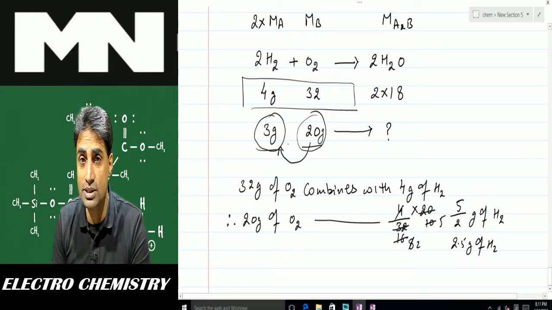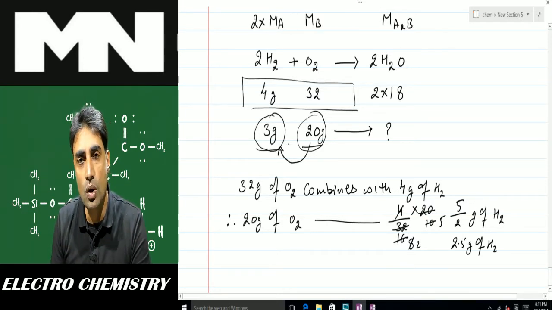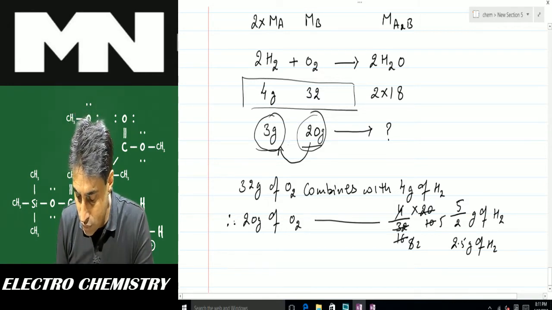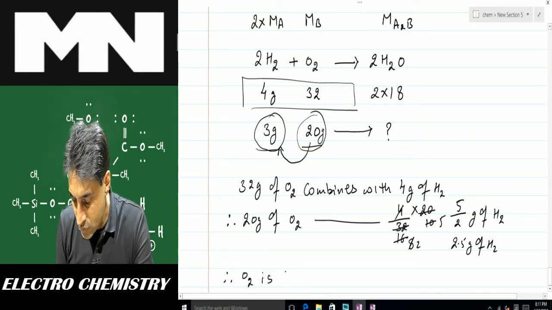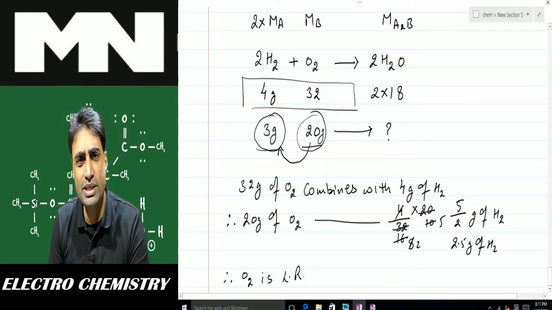That means hydrogen is not in lesser quantity. So it is not hydrogen that will get exhausted. In fact, it is oxygen that will get exhausted. So oxygen is the limiting reagent in this case. So we can say, therefore, oxygen is the limiting reagent. Hence, a limiting reagent is the reagent that is in lesser quantity.